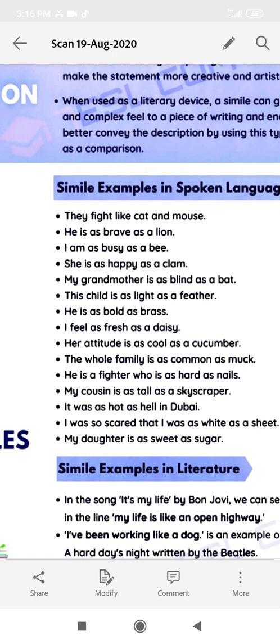So her attitude is compared with cucumber. So comparison between two things with the help of word as. Okay, it is simile. Next. The whole family is as common as muck. So family is compared with muck and the word is given as. So it is simile. He is a fighter who is as hard as nails.